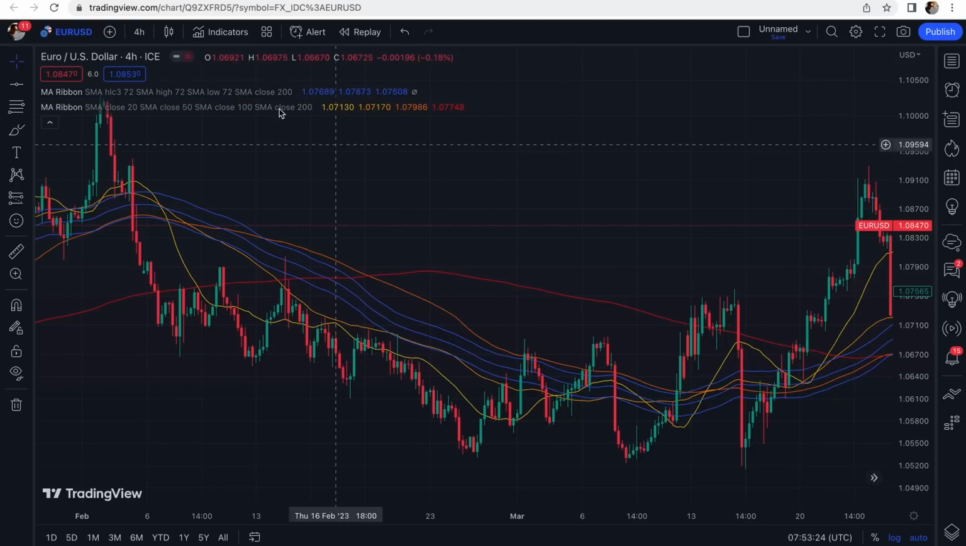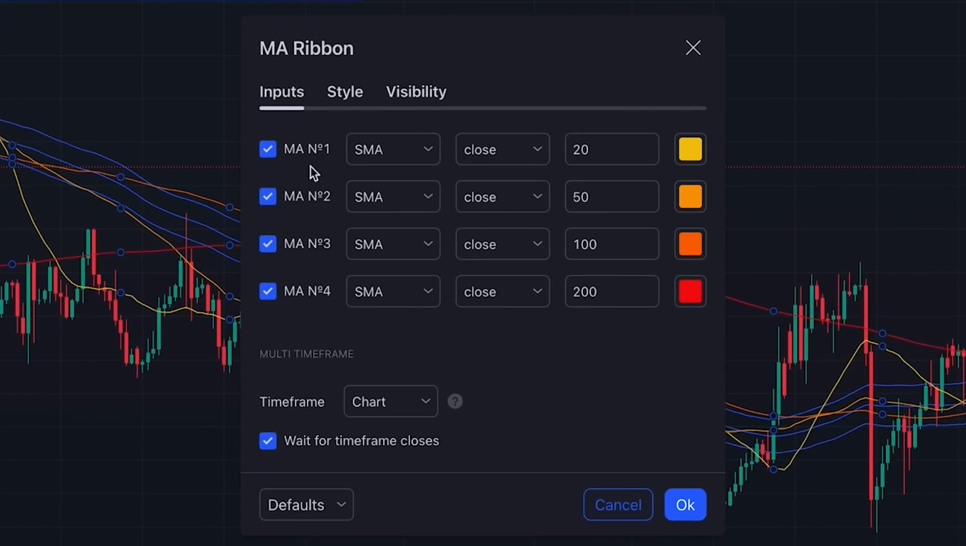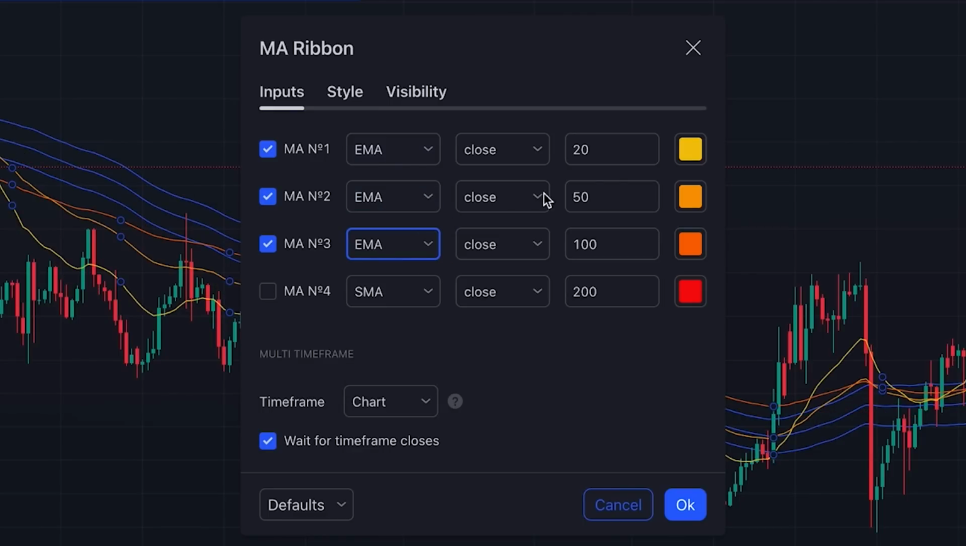Now we should change the settings of the second ribbon. Similarly, we remove one of them because we need 3 moving averages. 3 of them should be exponential moving averages, so here we set EMA for them. 3 of them should be set at 12, so here we set 12 for them.